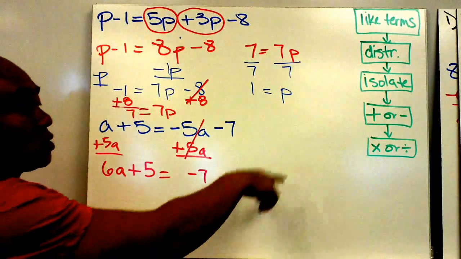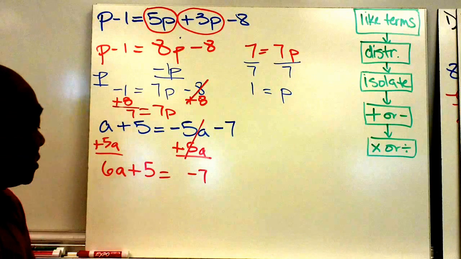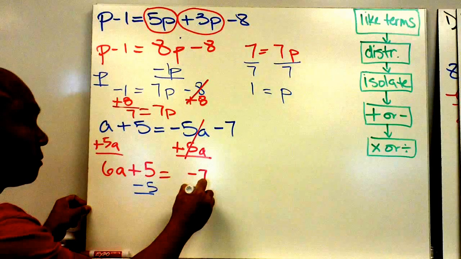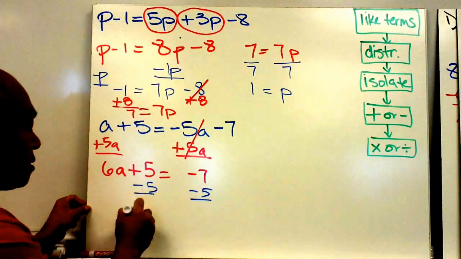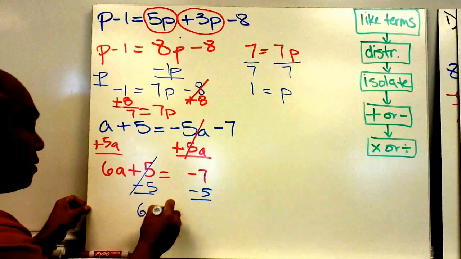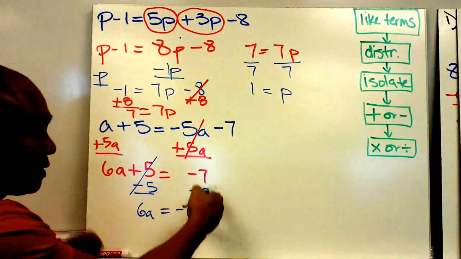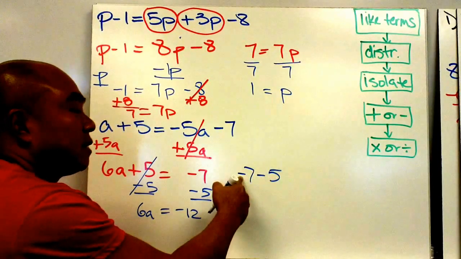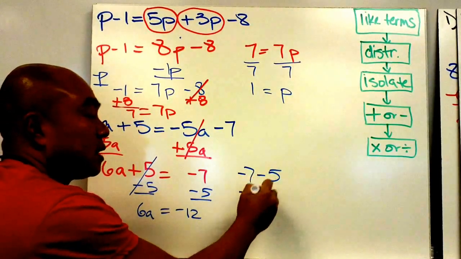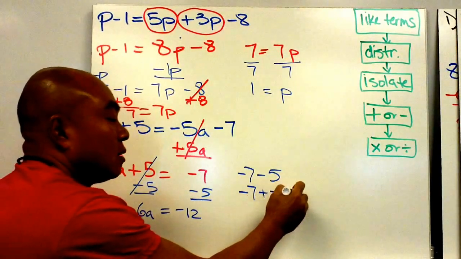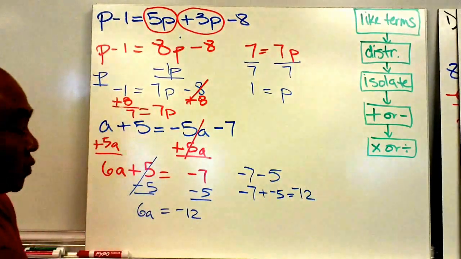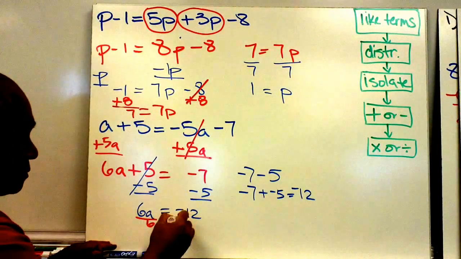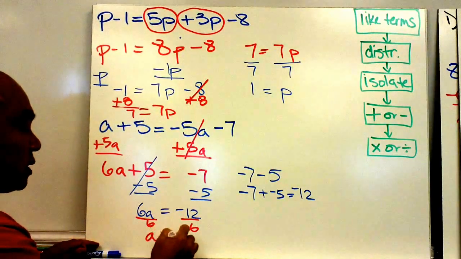My next step here is just to finish along the two-step equations. So I'm going to subtract 5, both sides again. Here I have 6a, because 5 minus 5 is 0. Here I have negative 12. Now this part right here, please be very careful. If you write it out, it actually looks like this. Negative 7 minus 5, or negative 7 plus negative 5. Either way, it's still going to give you a negative 12. And our final step here is to divide both sides by 6, and a is equal to negative 2.